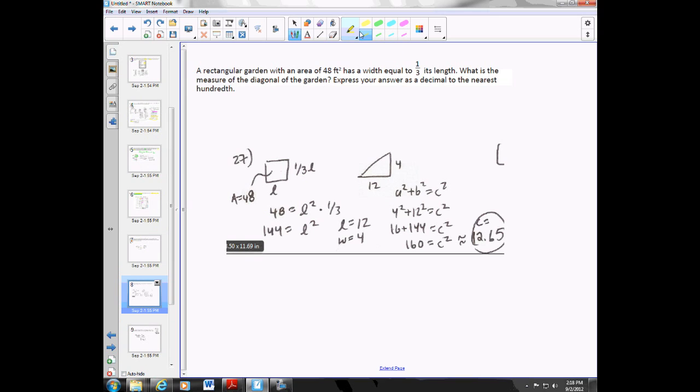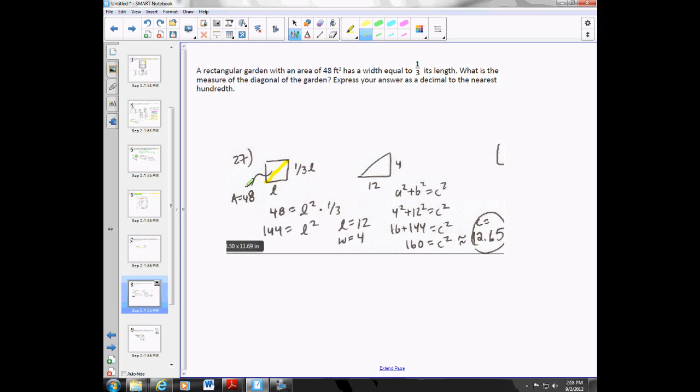All right, now this one, we have a rectangular garden, 48 square feet is the area. See how I drew the picture? Its width is W, but it's 1/3 of its length. So I just said 1/3 L is the width, and L would be its length. What is the measure of the diagonal? So it's looking for this distance.